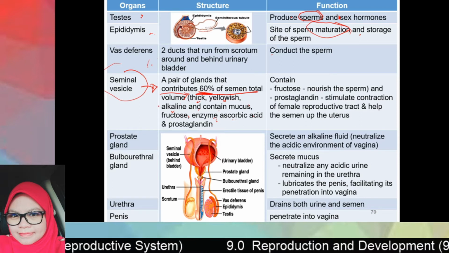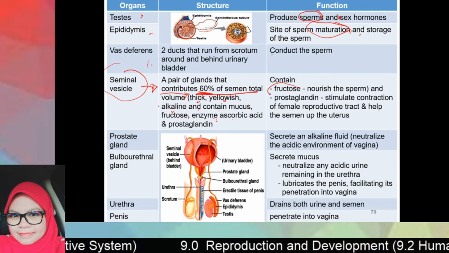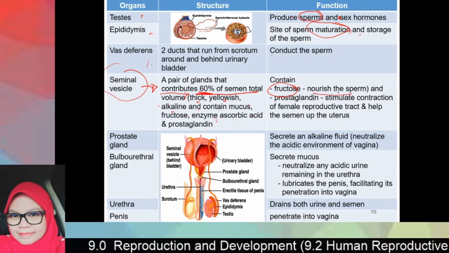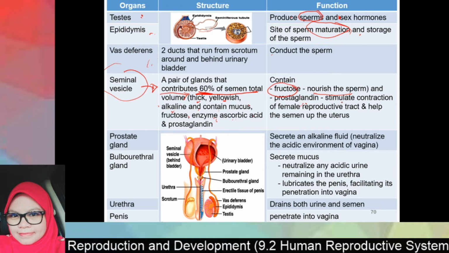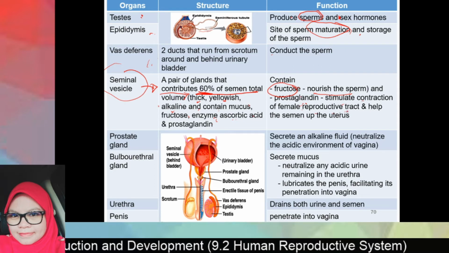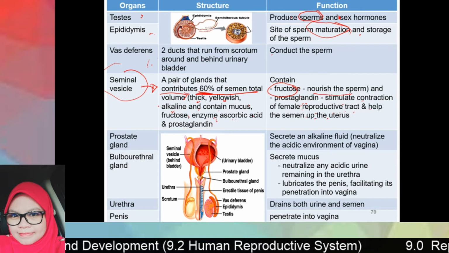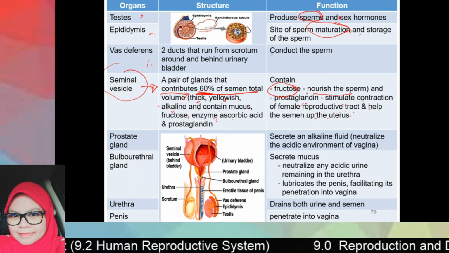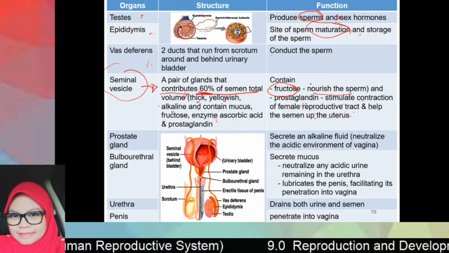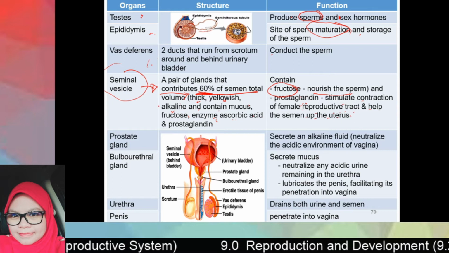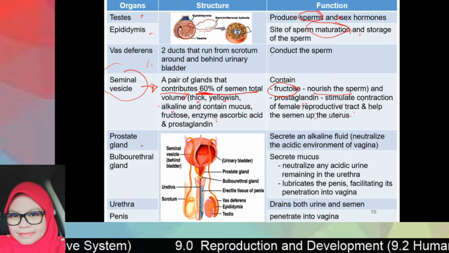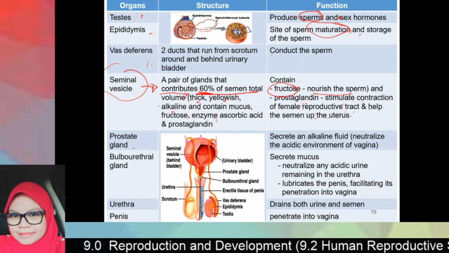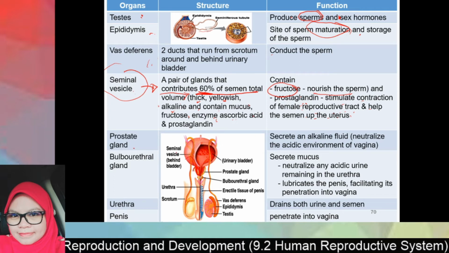And then, why are these things important? Because fructose, from the fluid earlier, is to nourish the sperm. And for prostaglandin, this is to stimulate contraction of the female reproductive tract and help move the semen into the uterus. So after ejaculation, prostaglandin is important so that contraction happens in the female reproductive tract and the sperm does not flow back out.